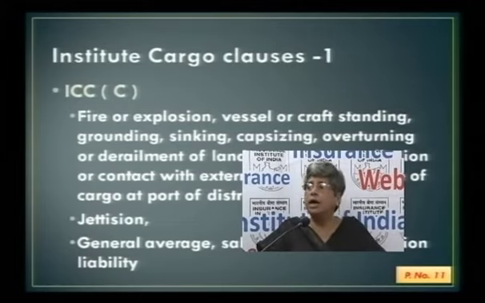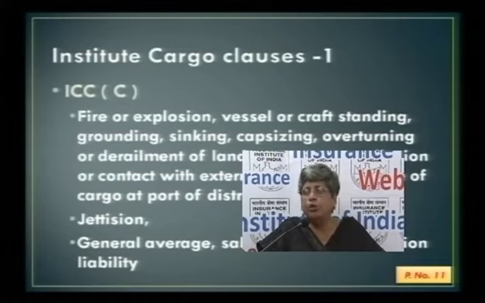So when we look at our cargo clauses, there are three types of cargo clauses, A, B and C. We will start off with C, which is the minimum cover. This cover is available for cargo being sent by sea. If you see the perils, most of them result from sea perils, that is stranding, grounding, sinking, capsizing, collision or contact with external objects other than water, discharge of cargo at port of distress.